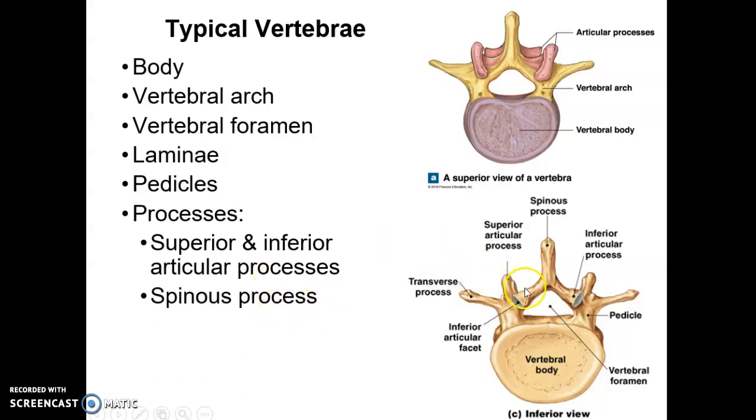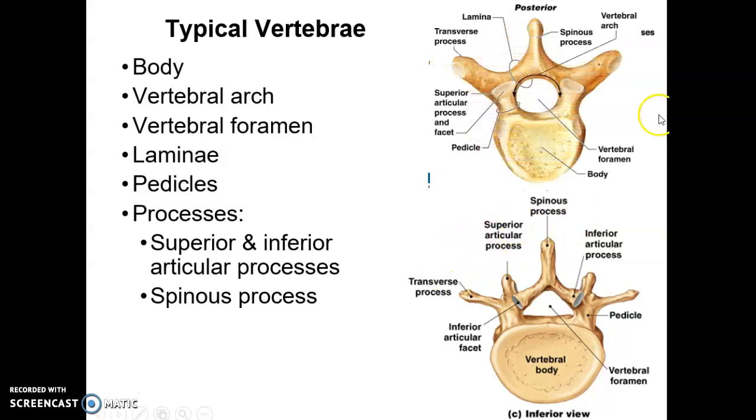And then the spinous process is this process that juts out posteriorly, out to the back. You can feel these spinous processes at the back of your neck and then the back of your thorax. So notice there's your vertebral arch, there's a pedicle here, there's a lamina there, there's another lamina here, and another pedicle there.